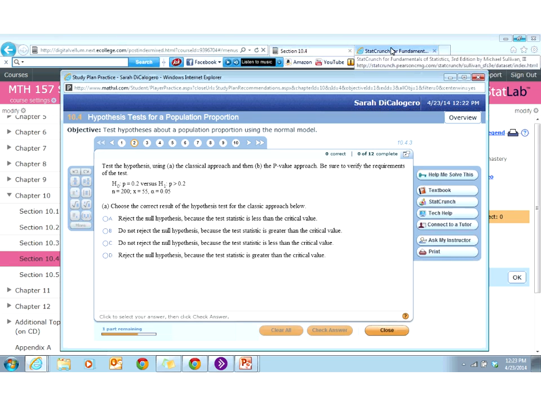So work this along with me. H0: P equals 0.2, H1: P is greater than 0.2, N equals 200, x equals 55 and alpha equals 0.05. So just write all that stuff down. So the first thing we're going to do is to find our z of alpha.